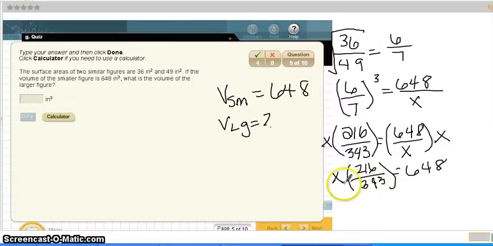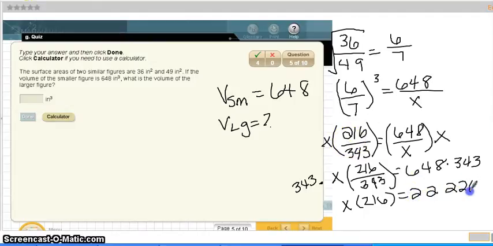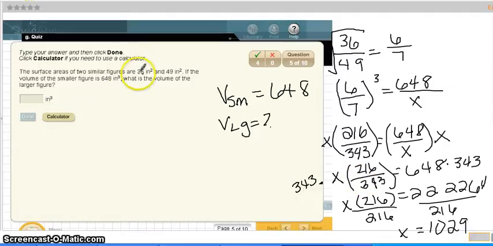Now to get x by itself, you do the opposite of the fraction. So we need to multiply by the 343, which is going to give us x times 216 equals 648 times 343. I get 222,264. And then we are going to divide by 216, which leaves us with x equal to 1,029, and the units would be inches cubed.